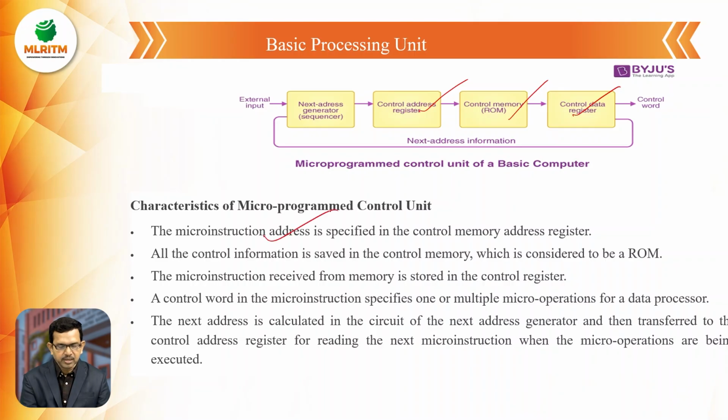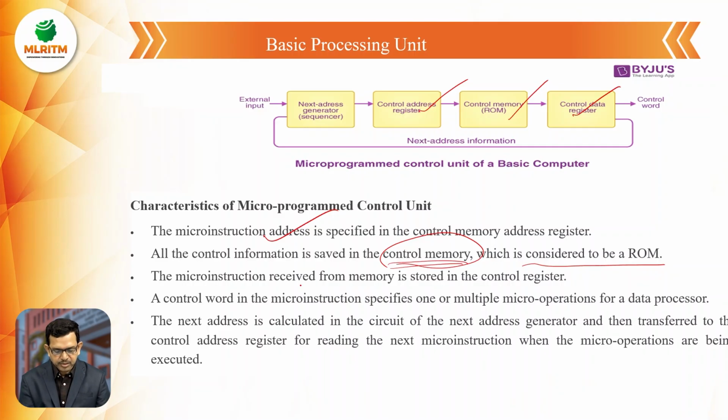The micro instruction, the instruction which is to be executed, has some address where its data is stored. All the control information is saved in the control memory. The control memory stores all the information, because whenever an input gives some information, before going to the ALU or to processing, it has to be stored in memory. That memory is considered the control memory. Initially, all the instructions are stored in the control memory, which is considered to be ROM. So the control memory, we call it ROM.